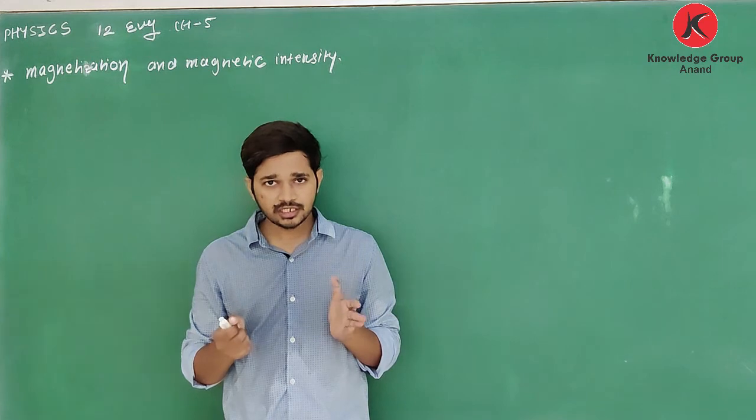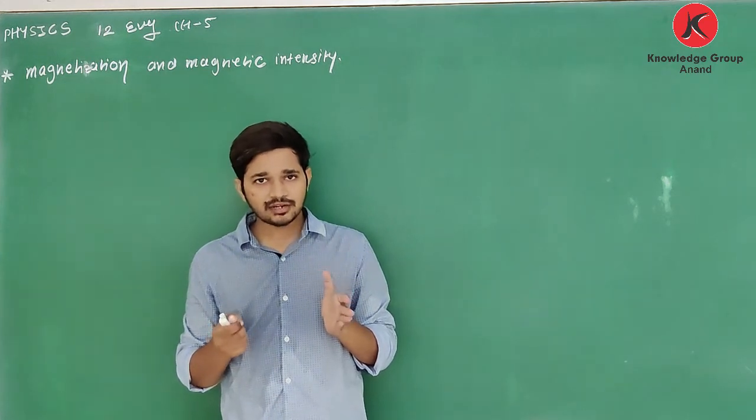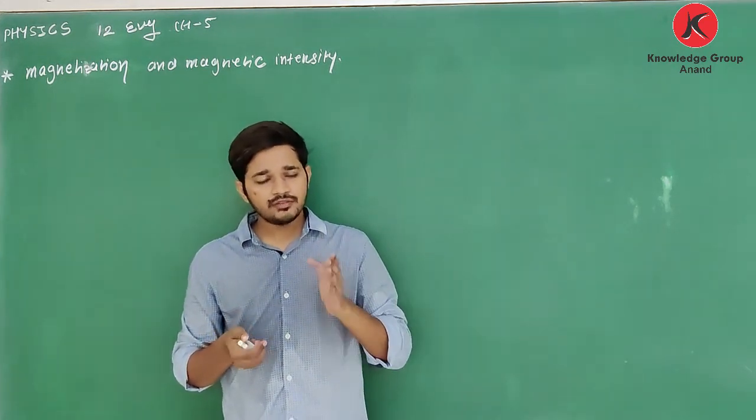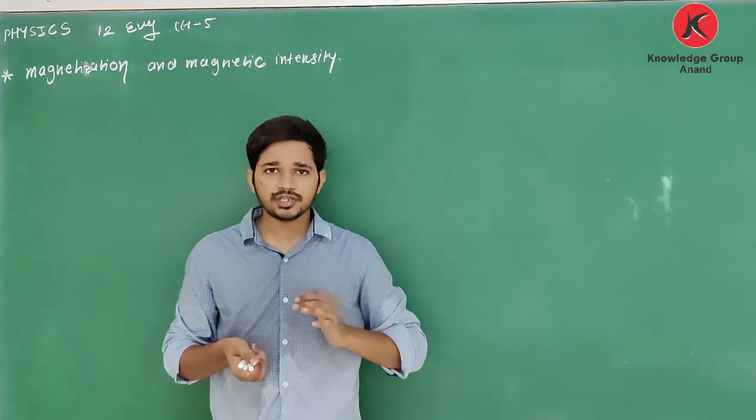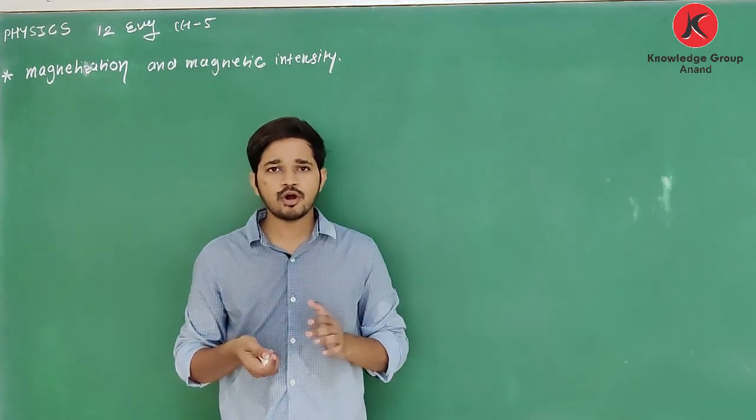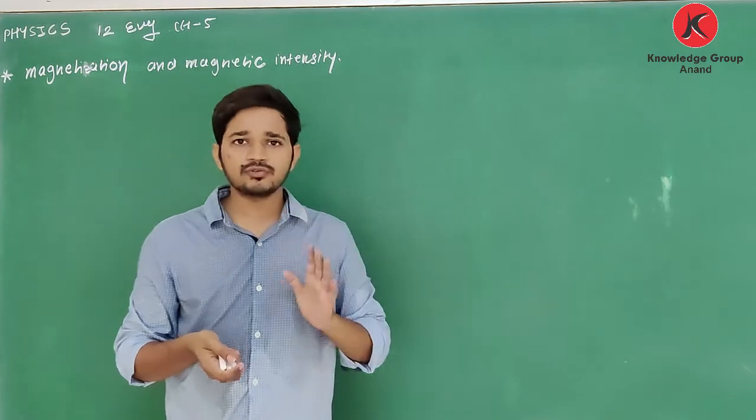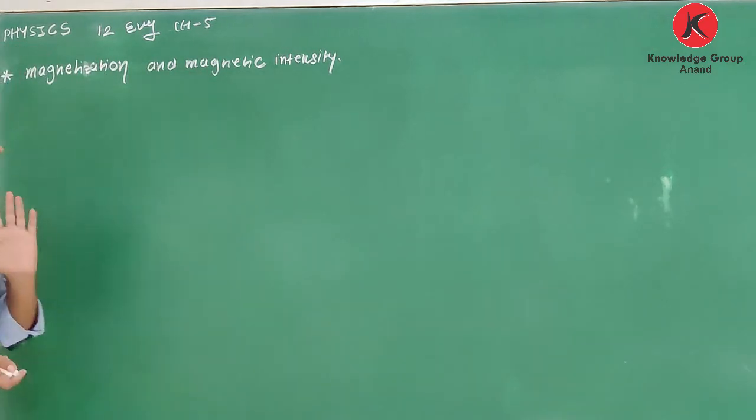In a dielectric, the resultant electric field is E equal to E0 upon K. Yes, we know about this.